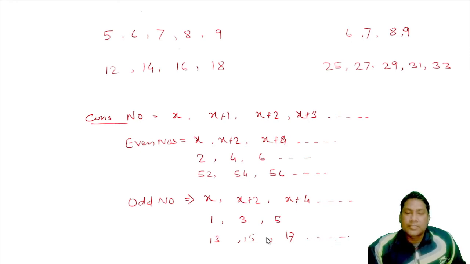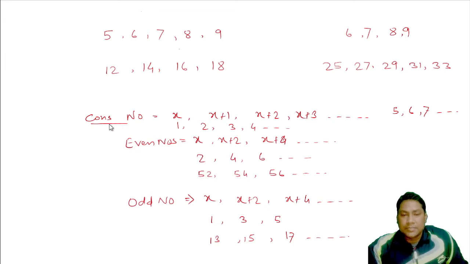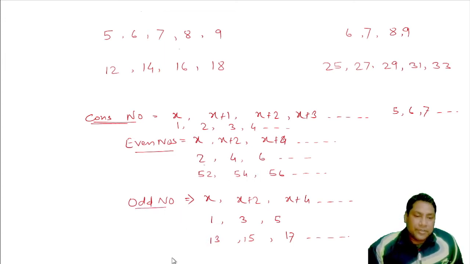So these are consecutive numbers. If we put the value of x as 1, it will become 1, 1 plus 1 is 2, 1 plus 2 is 3, 1 plus 3 is 4 and so on. If we put the value of x as 5, then it will become 5, 5 plus 1 is 6, 7 and so on. These are consecutive numbers. Consecutive even numbers 2, 4, 6. Consecutive odd numbers 1, 3, 5.